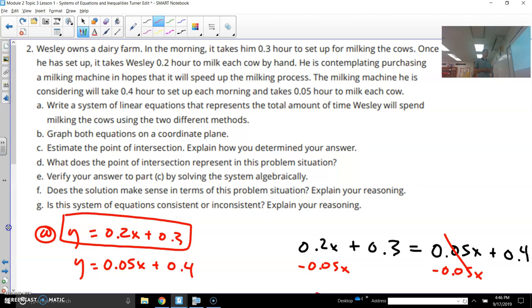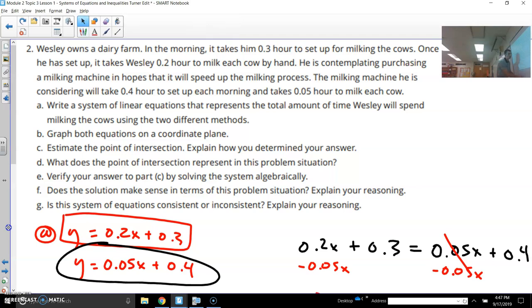Now the other one, it says he's thinking about buying this machine. It takes a little bit longer to set up, but in terms of how long it takes to milk each cow, much faster. So that is my second equation. 0.05x plus 0.4. And so part A is achieved by setting up these two equations. Now part B says for me to graph that.